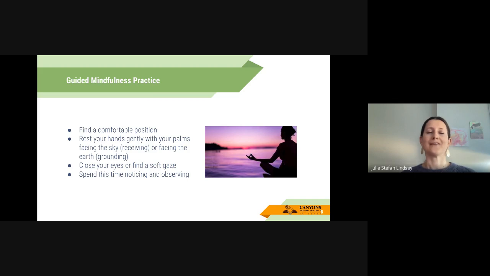On your next inhale, take a calming breath in. And a calming breath out. Do that one more time, calming breath in. And a calming breath out. And when you're ready, go ahead and return to the room.